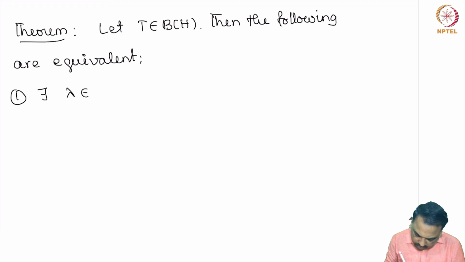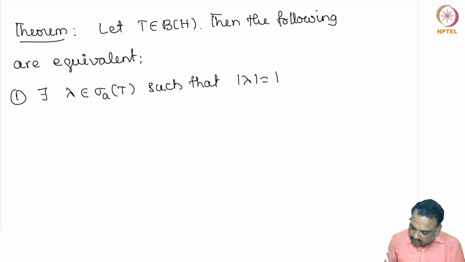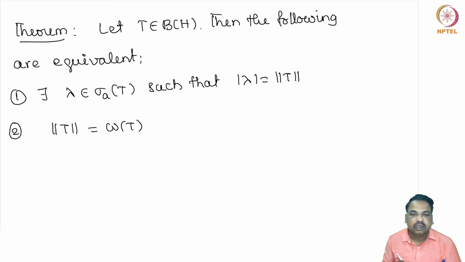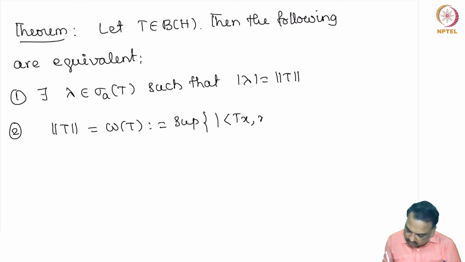There exists lambda in the approximate point spectrum of T such that mod lambda is exactly norm of T, and this is equivalent to the fact that norm of T is exactly the numerical radius of T. This is nothing but supremum of modulus of inner product ⟨Tx, x⟩, where x is coming from the unit sphere of H.